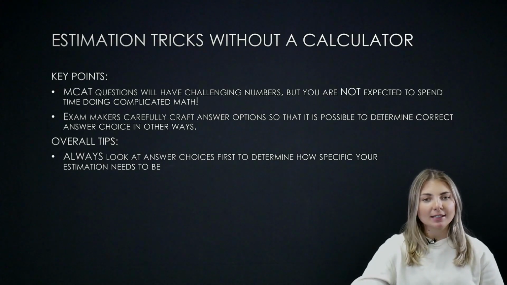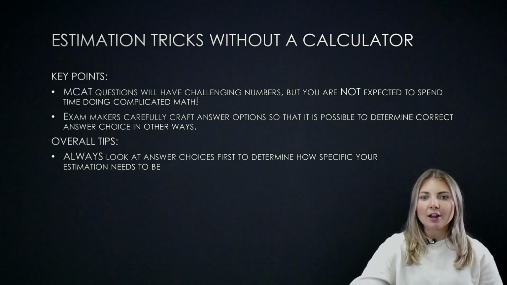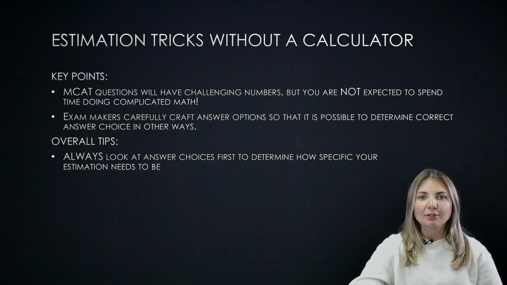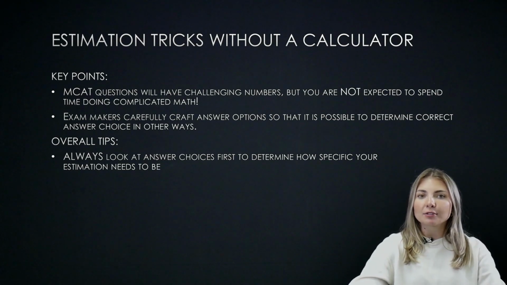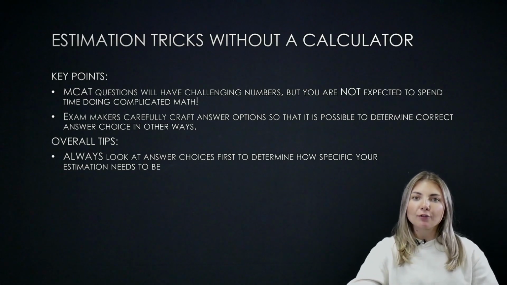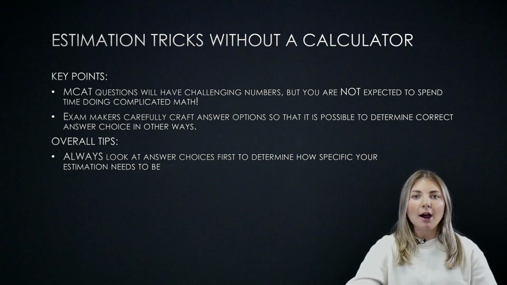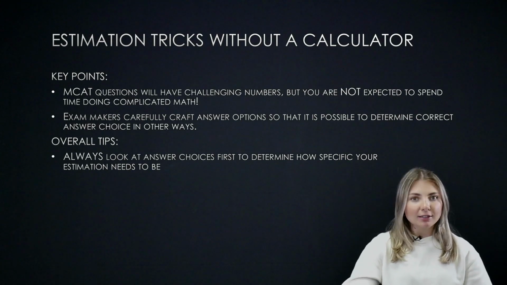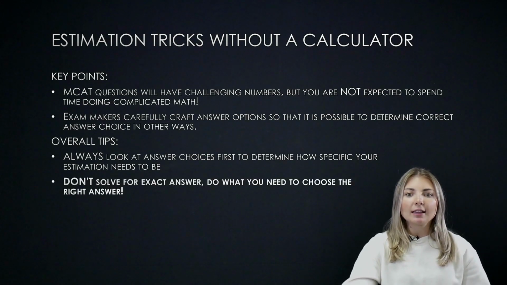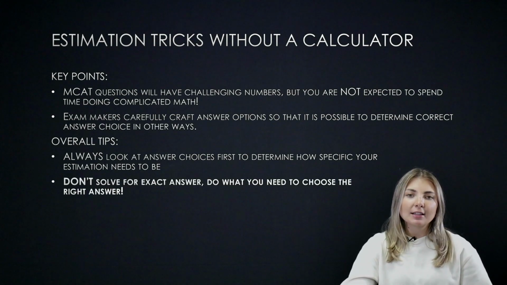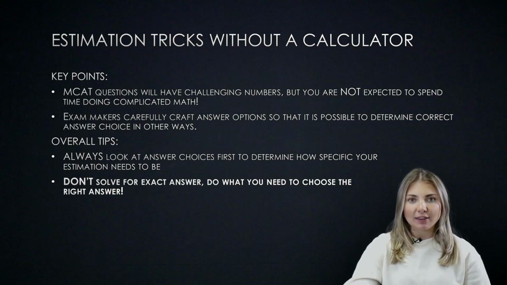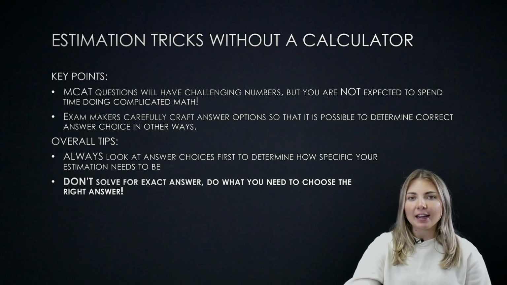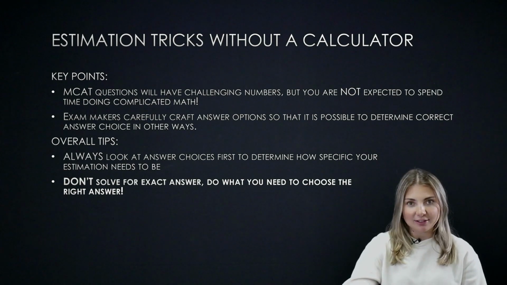Overall, I have a few tips to tackle this section of the MCAT. Always look at your answer choices first in order to determine how specific your estimation needs to be. Different questions will have numbers that are either closer together, varying by decimal points, or further apart, varying by even powers of 10 sometimes. So it's important to look at this first. And lastly, this is what I consider the most important advice. You're not solving for an exact answer in this section of the MCAT. You're instead choosing the right answer based on the 4 that the test makers give you.